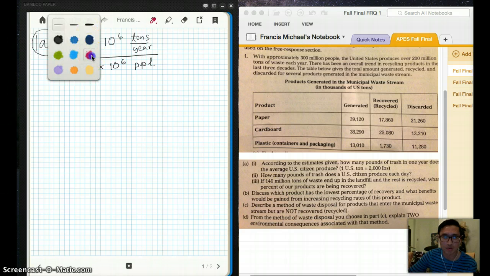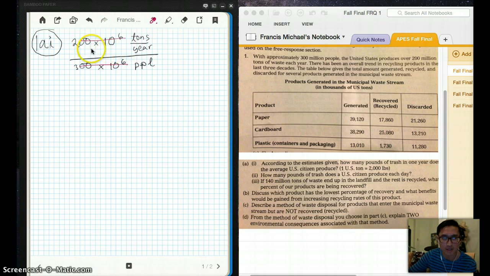Let's see. Everything here, this 2 or these double zeros followed by this times 10 to the 6, is the same in the numerator and the denominator. So the only thing that's really left behind is this 2 over 3. Okay, so we got rid of all those nasty scientific notation and we're just left with a very simple fraction, 2 over 3. Okay, so this is 2 tons per year per 3 people.